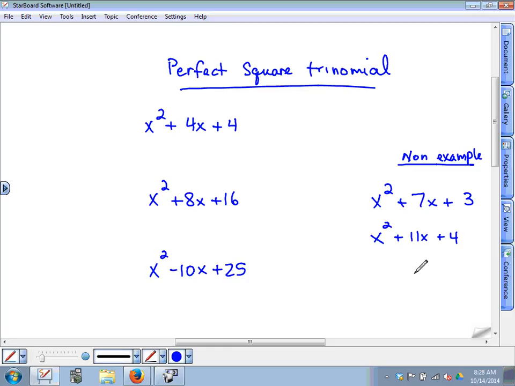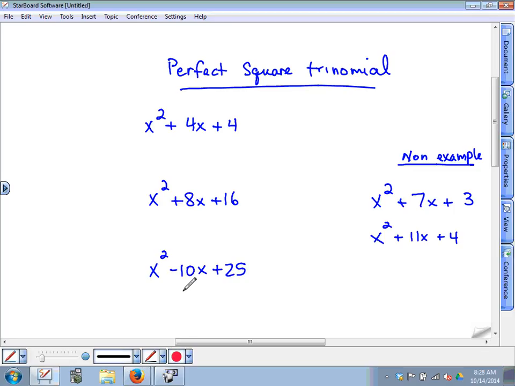What's 4 plus 4? 8. Or over here, 25 is negative 5 times negative 5. What's negative 5 plus negative 5? Negative 10. So that's what makes a perfect square trinomial. And even further, I want you to write this down.